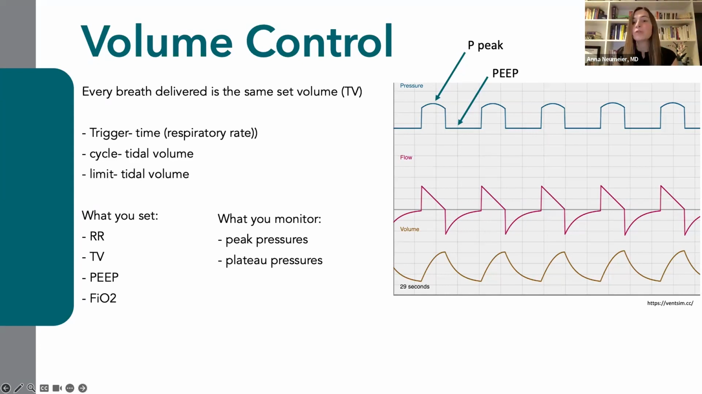In a volume control mode, the trigger is time, the target and cycle limits are volume. You set the respiratory rate, the tidal volume, PEEP, and FiO2. And you must monitor the pressures, which are both your peak and your plateau pressures, to ensure that the lungs are not receiving excessive pressure, which can cause injury to the lungs, known as barotrauma. The peak pressure is measured with each respiratory cycle, and you can see it at the top of these respiratory cycles. The plateau pressure is a static measurement that's performed with an inspiratory hold, and we'll discuss this more later.